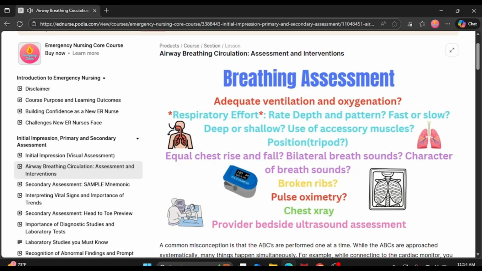Then a key important piece of information is the pulse oximetry. How is the pulse oximetry? Is it low? Do we need to address it by giving oxygen? And then remember to auscultate.